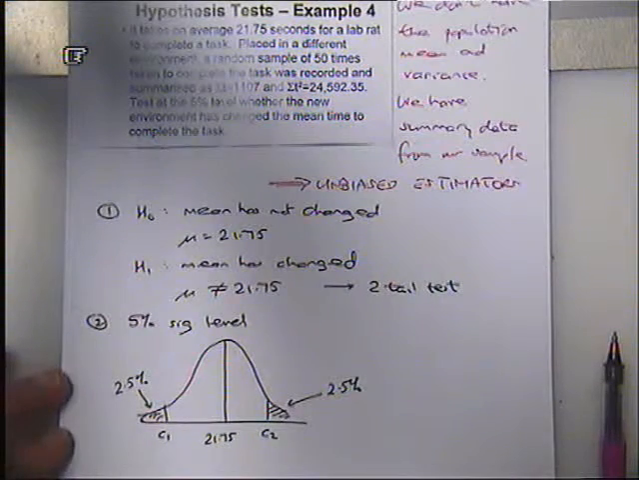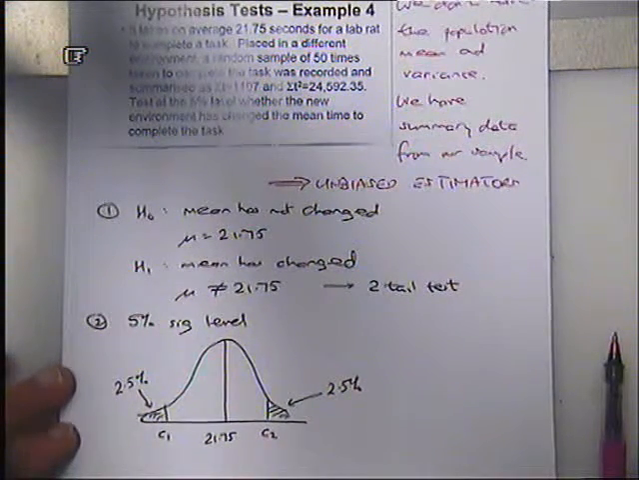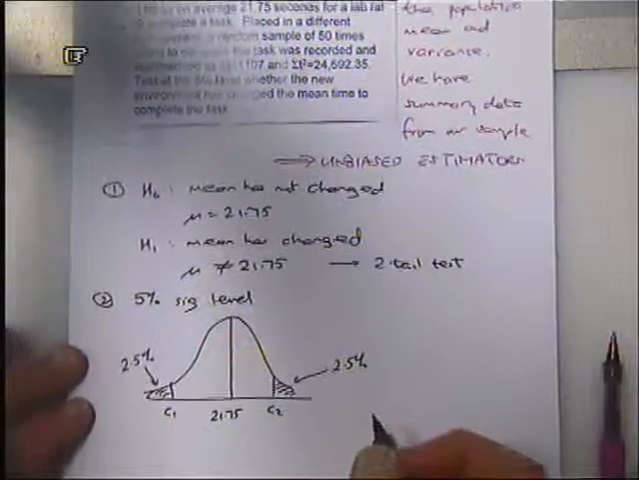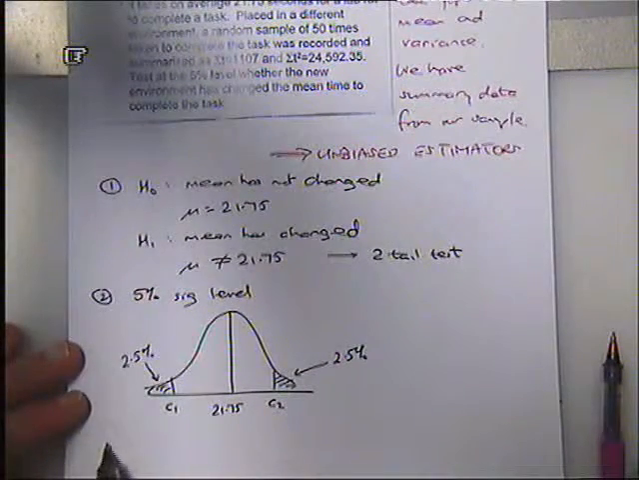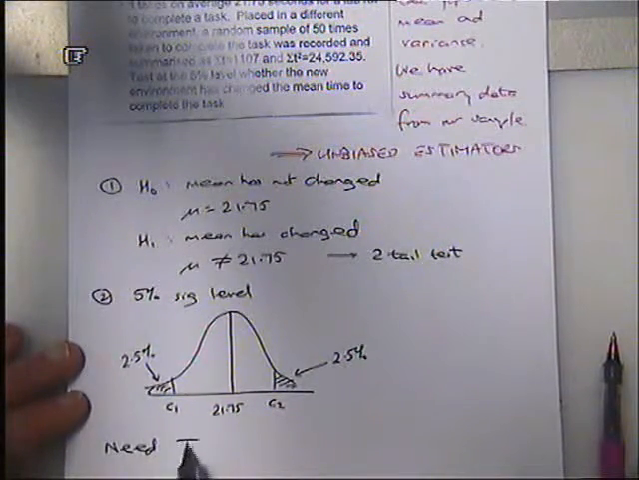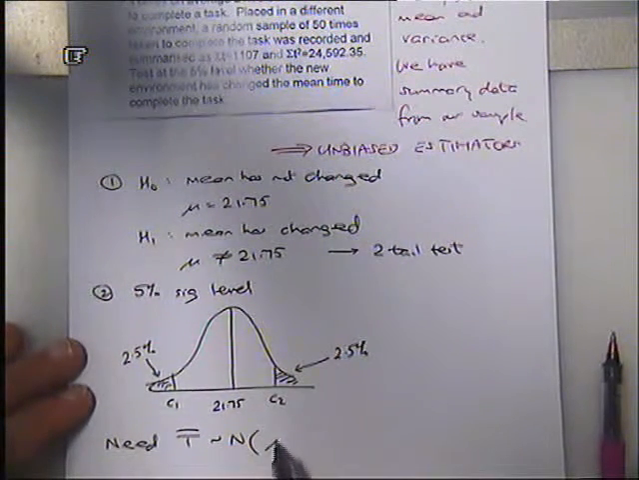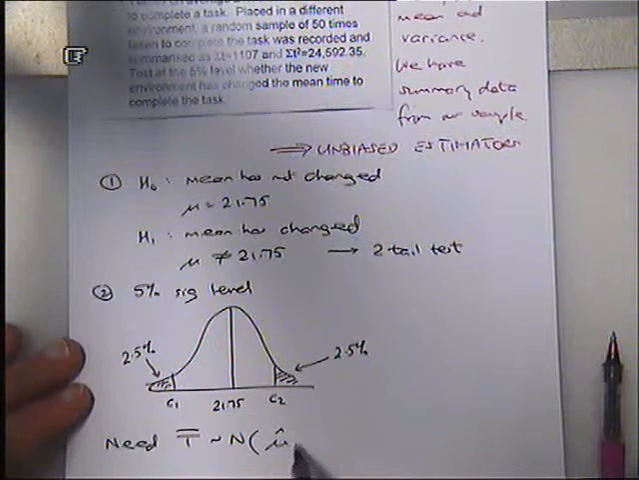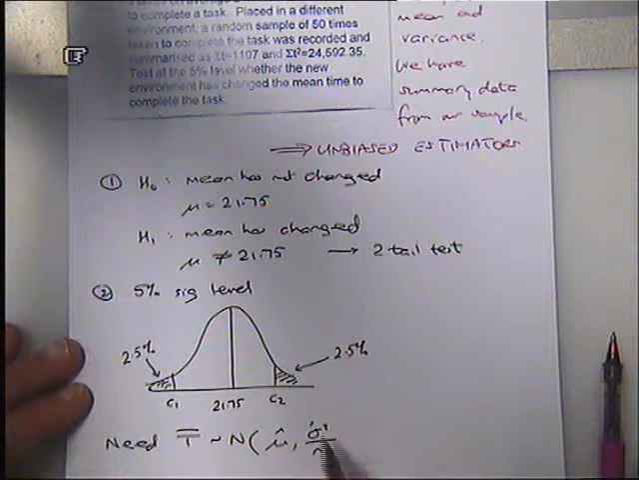So for my calculation, I need to know the distribution that I'm using. We're talking about time and a sample of time. So what I need now is the distribution of T bar. Normally distributed. Mu, I don't know what that is, so I'll have to use mu hat. And sigma squared over n, well I don't know what sigma squared is, so I have to use sigma squared hat as well.